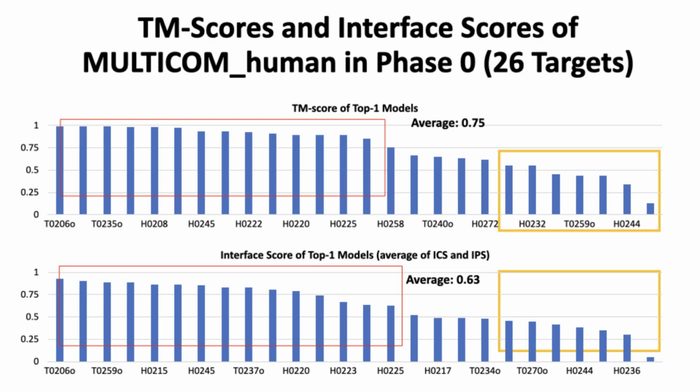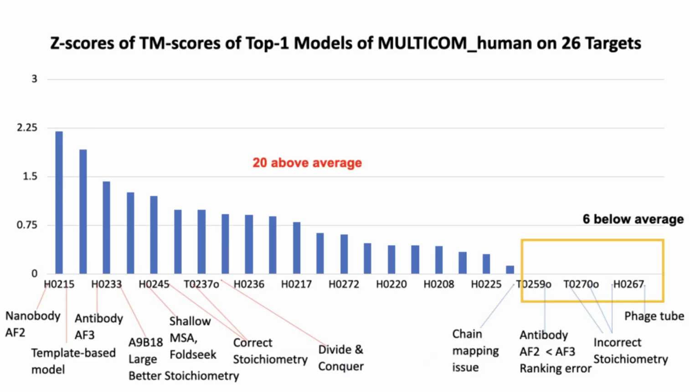So here is the score of the number 1 models for our models. You can see for 20 targets, we perform above average, and only 6 targets we are below average. So the reason we do well is sometimes because we use AF2 for nanobody complex, sometimes we use AF3 for antibody, sometimes we use template models, sometimes we use multiple sequence alignment for the targets, sometimes we predict the correct stoichiometry. Sometimes we use divide and conquer strategies. And also, why we fail, because sometimes we didn't select the best models, AF2 versus AF3, incorrect stoichiometry, and special tube-like structures.